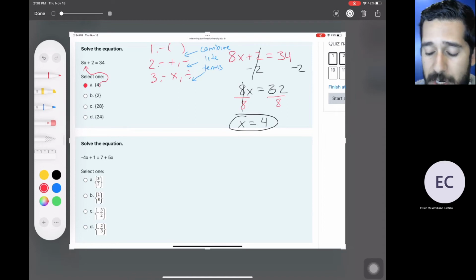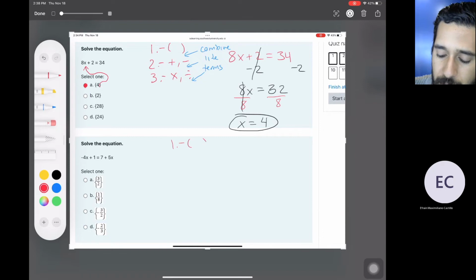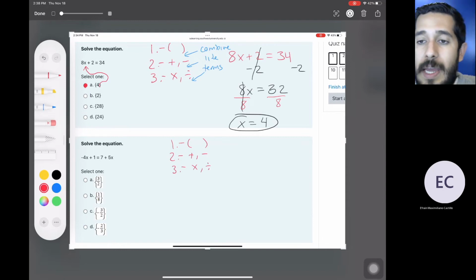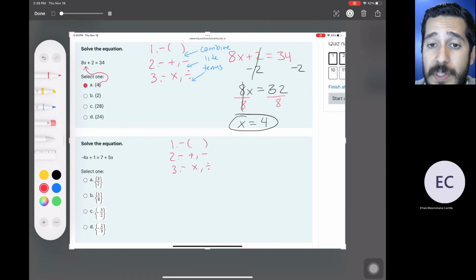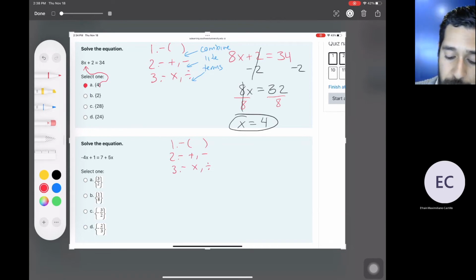Let's take the same process to this next example. Always the first thing to get rid of is parentheses, then additions and subtractions, and then multiplications and divisions. First, we don't have any parentheses in there. We're going to move to the next step, which is additions and subtractions.